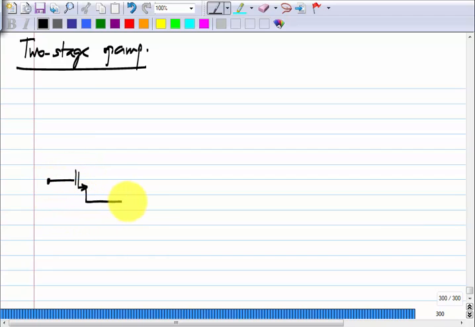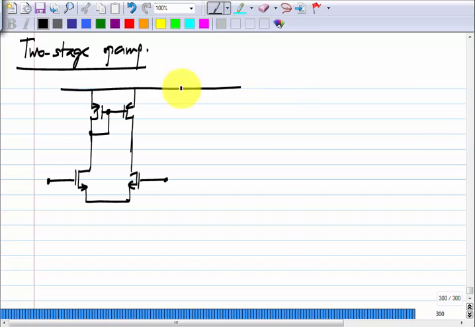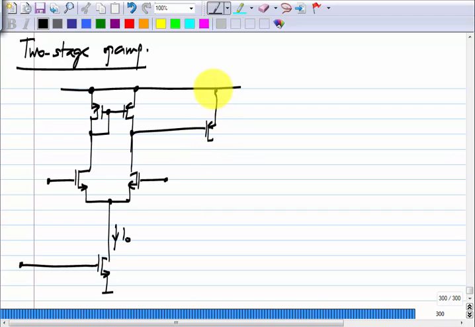We now have a topology of the two-stage op-amp which can provide a high gain, and of course the input is differential, it can take the difference between two inputs. The way we realize this is by cascading a single stage op-amp, which is nothing but a differential pair with a current mirror load, biased at a certain tail current I naught, and the output of this is given to another common source amplifier.